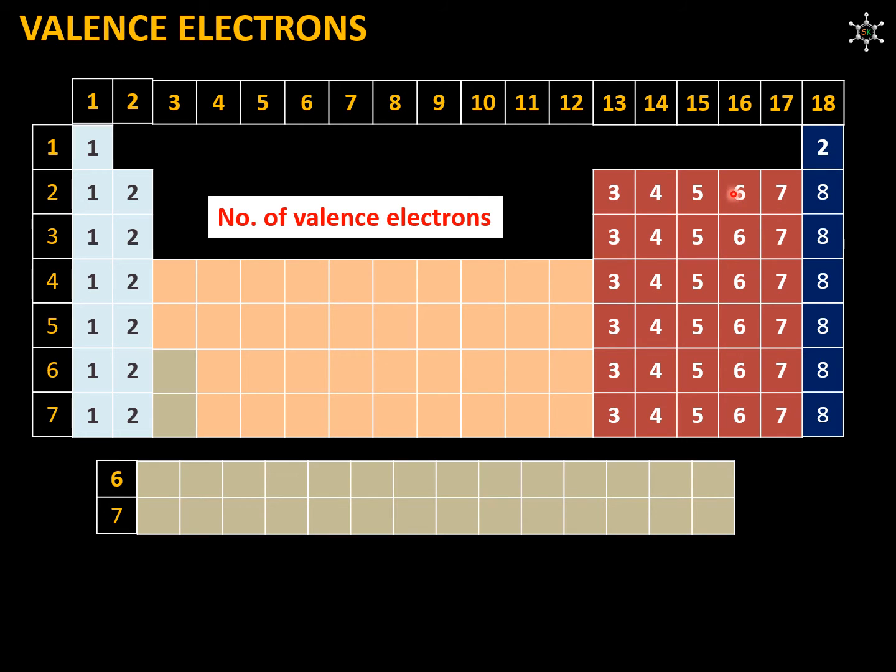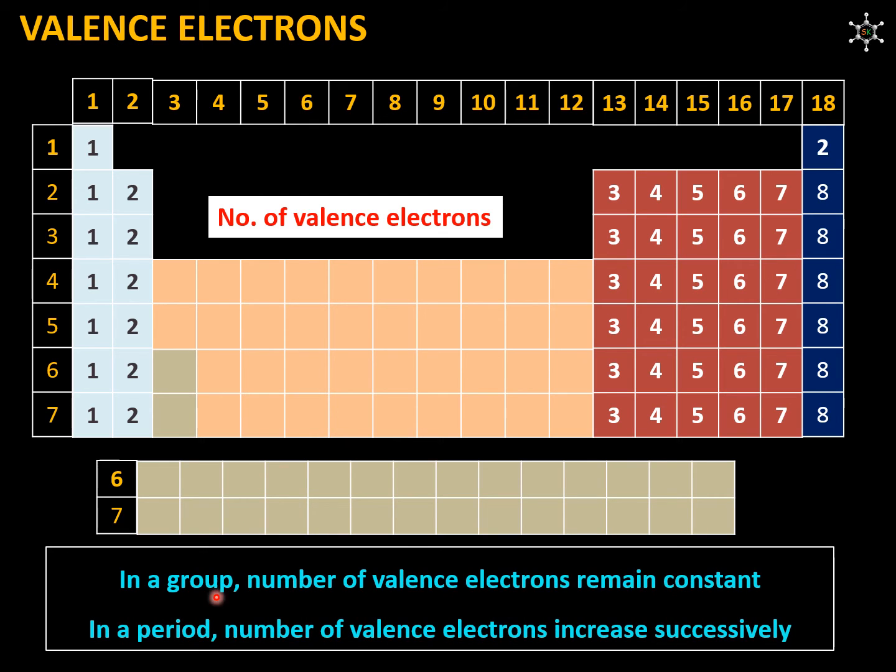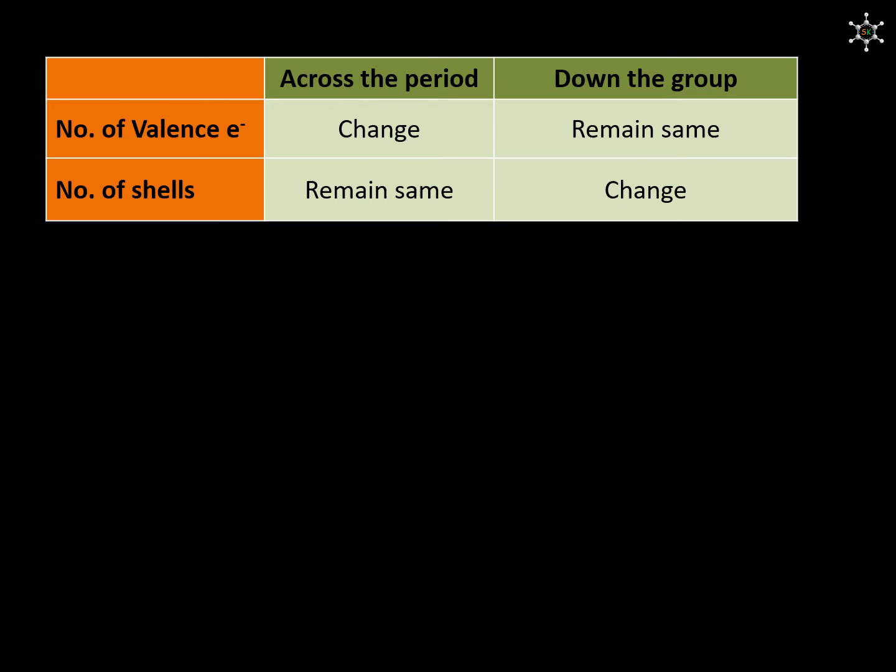We can observe that in a group the number of valence electrons remains the same, and across the period the number of valence electrons increases successively. Summing up, across the period the number of valence electrons changes and down the group the number of valence electrons remains the same. Across the period the number of shells remains the same and down the group the number of shells changes.